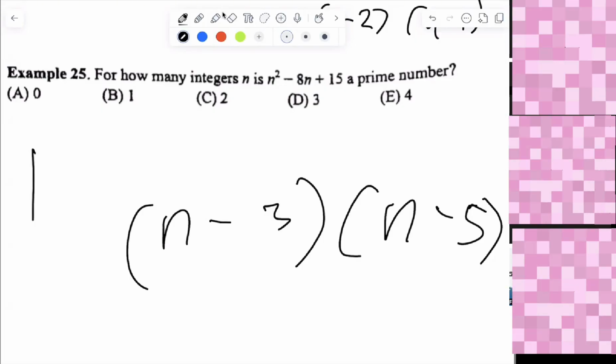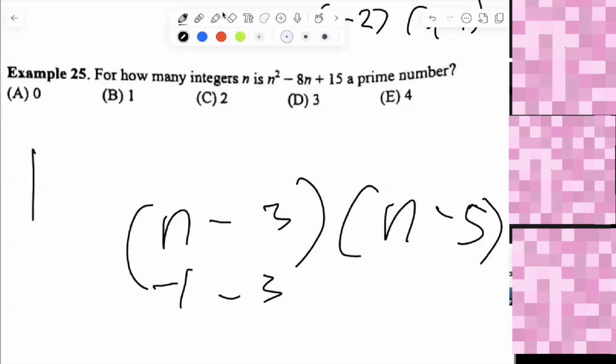So n minus 3 could be negative 1, just like before, or n minus 5 could be negative 1. There are many different cases. Let's try n minus 3 first. Negative 1 minus negative 3 is negative 4. And n minus 5 is going to be negative 1 minus 5, which is negative 6, if I'm correct. Yup. So that'll be negative 4 times negative 6. So I'm pretty sure that doesn't work.